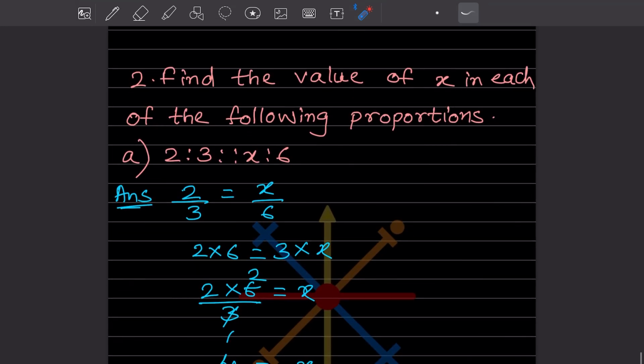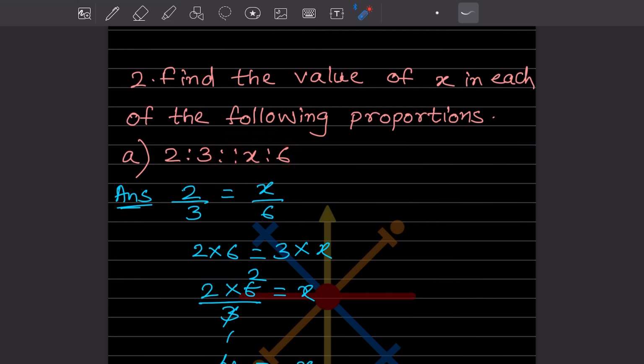So now look here: find the value of x in each of the following proportions. This is A, B, C and D. We don't know the value of x, which is over here. So what are you going to do? When you write 2 is to 3, we can divide it, as you have seen in the previous problem. So here you can also write an equal to sign over here. And when we are doing this, you can write x by 6 over here.